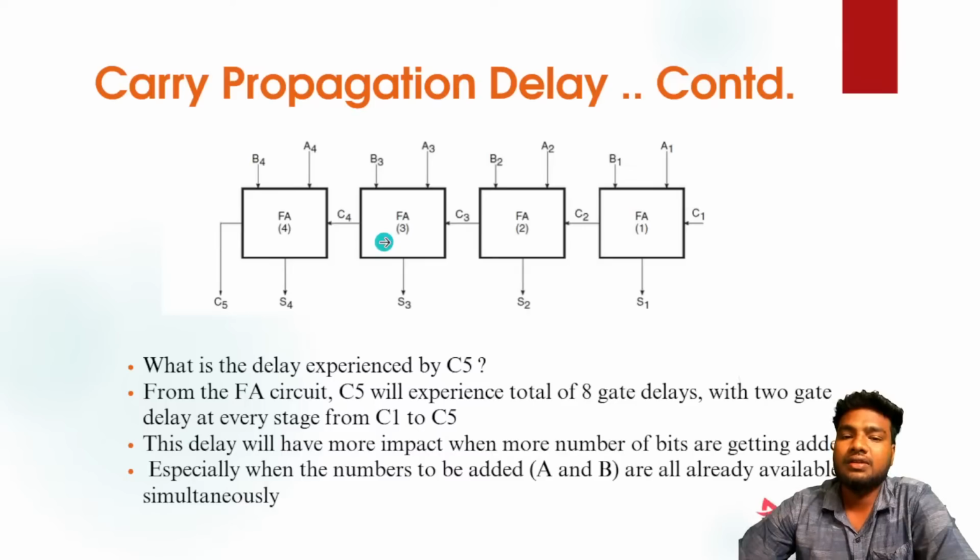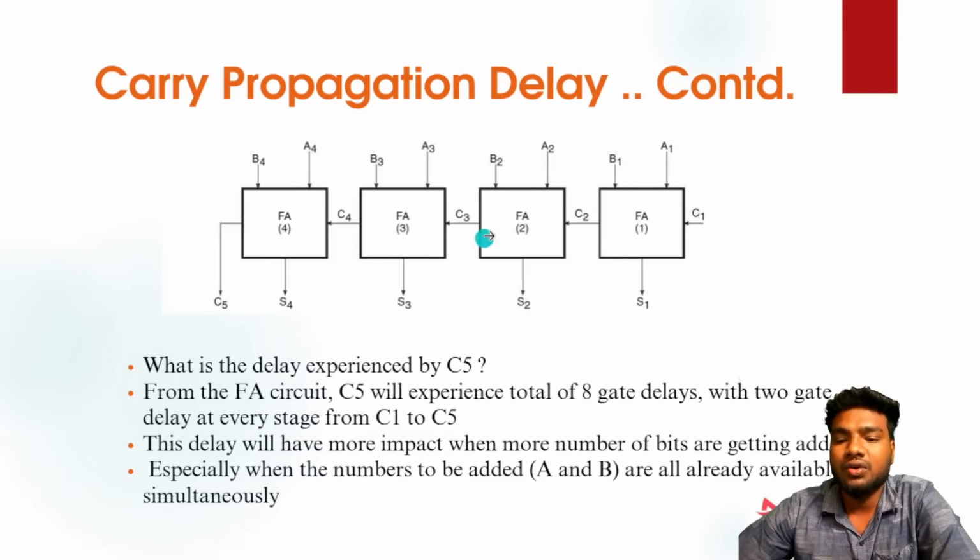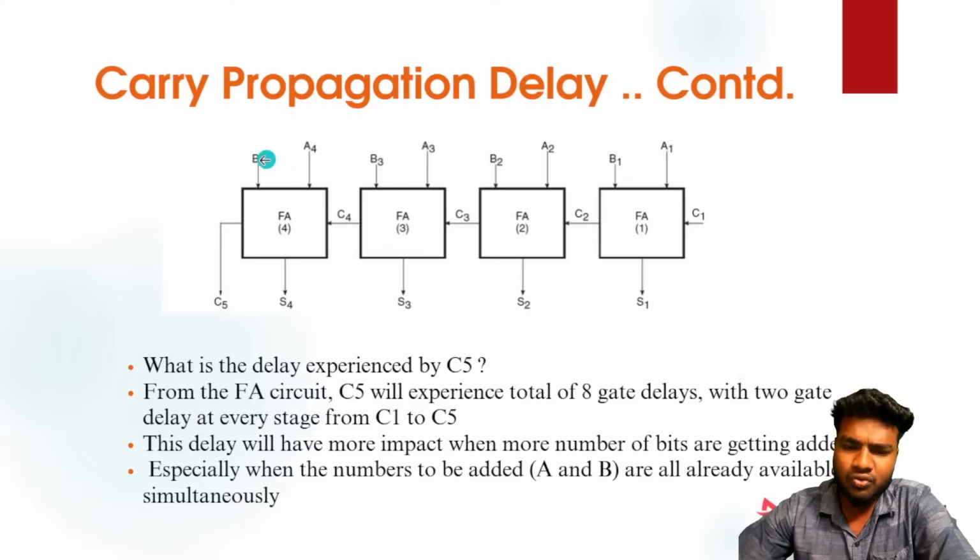But if you are using the ripple carry adder, you may experience a delay. Why? Because if you want to add the fourth bit, the previous 3 full adders must be complete. This full adder depends on the carry input, so it must wait for these 3 full adders to complete the execution.